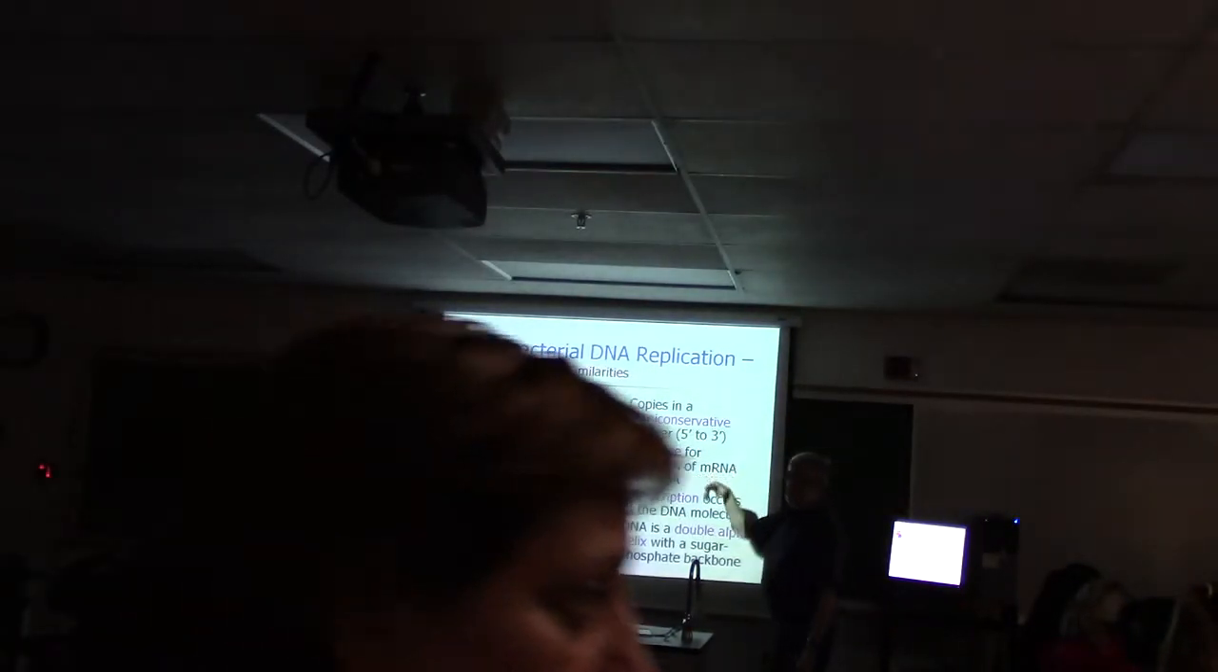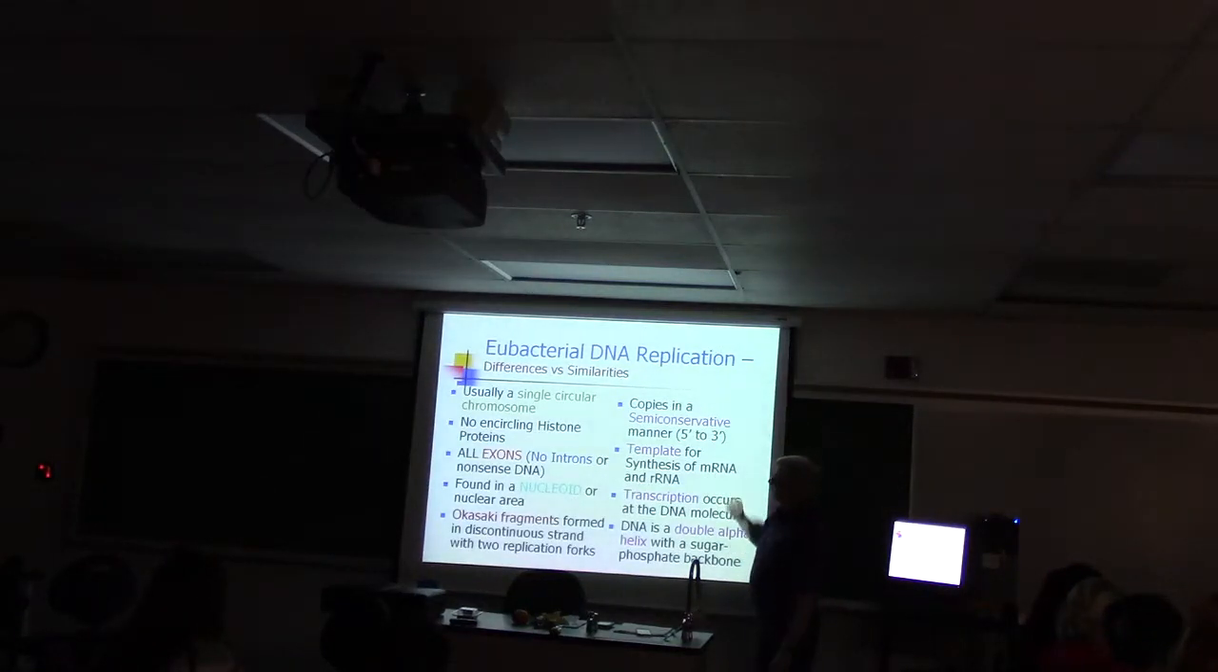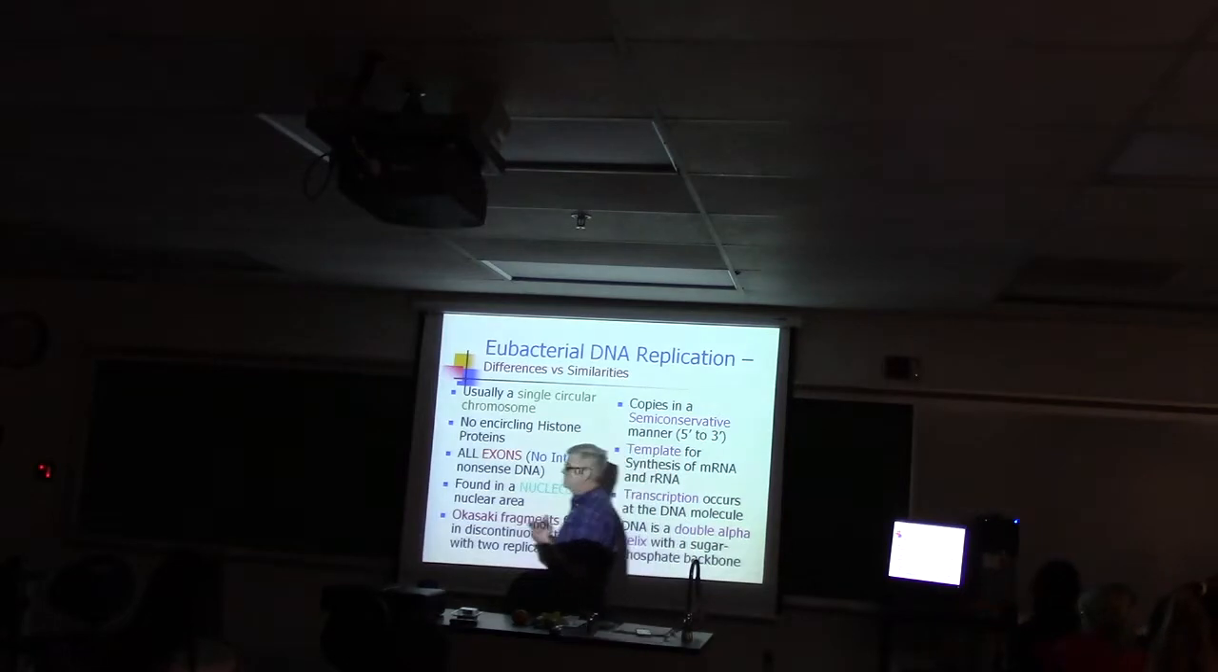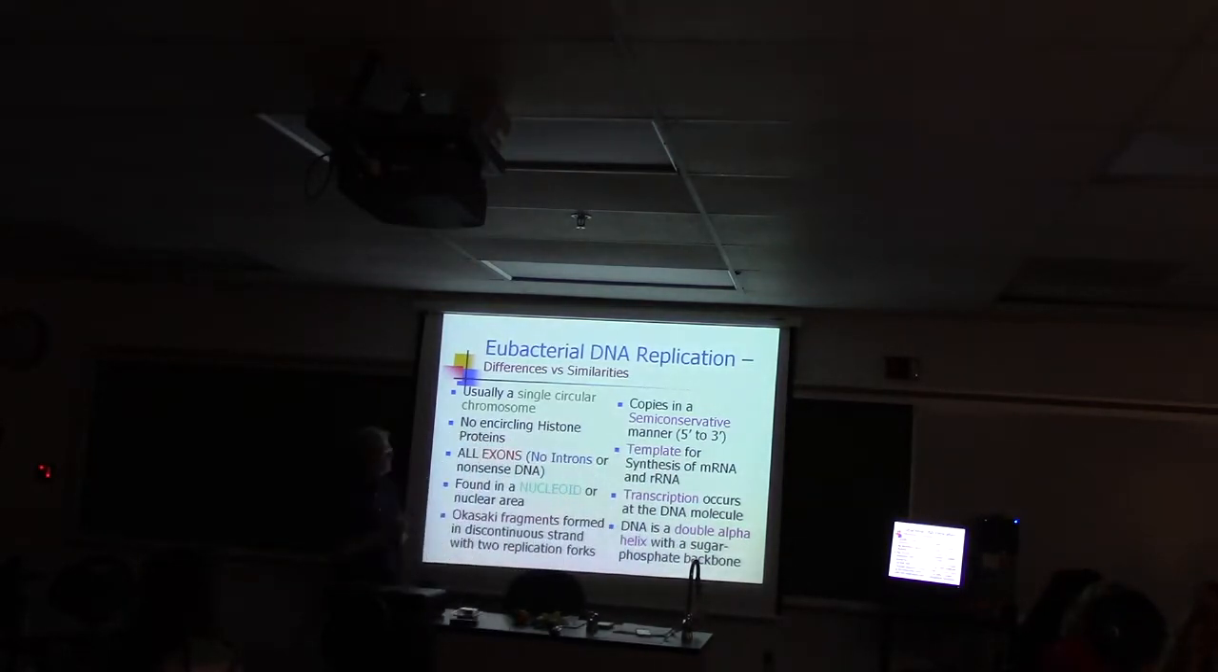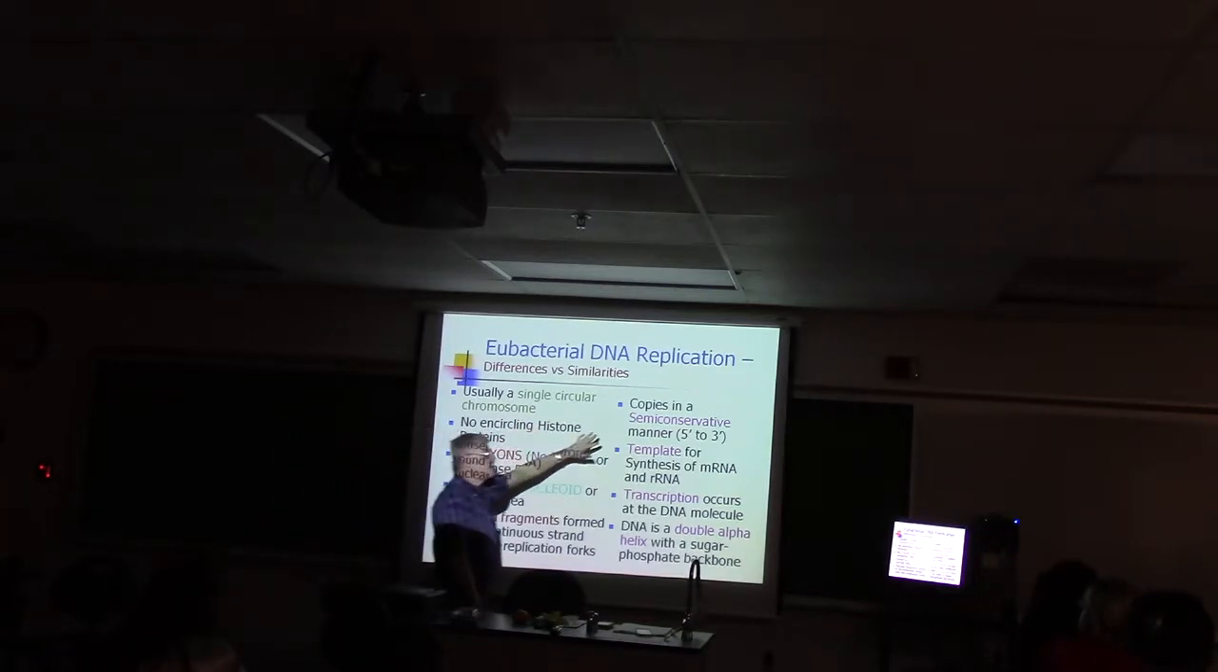So these are the differences and similarities of eubacterial DNA replication. A single circular chromosome, no encircling histone protection, all exons, doesn't exist in a nucleus. Doesn't have a double membrane around it. When it copies itself, one strand copies itself discontinuously with Okazaki fragments, and one continuously. It still does all of the same function.